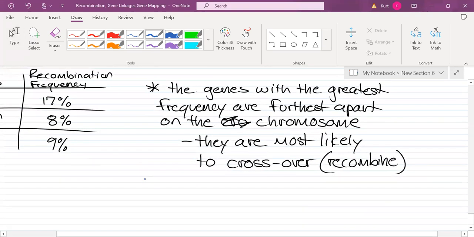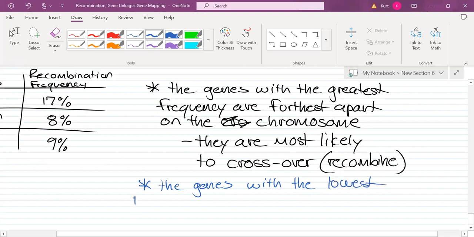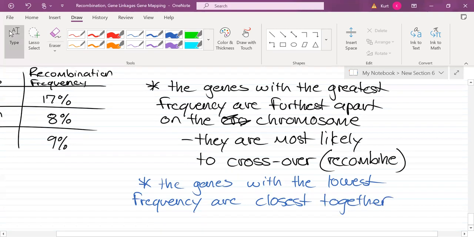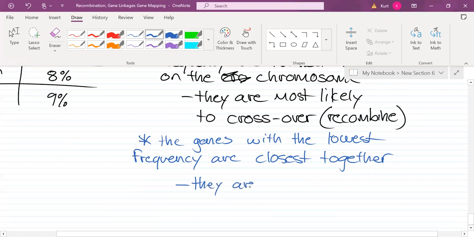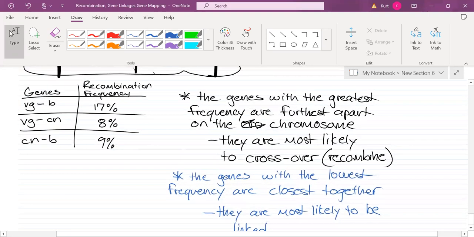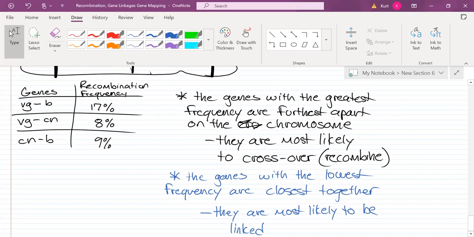Now, the other fact. The genes with the shortest distance, or the lowest frequency, are closest together. They are most likely to be linked. What that means is it's not impossible that they could be crossed over, but it is more likely that they're going to be linked and passed on together. There's only an 8% chance that VG and CN are going to be recombined, which means there's a 92% chance that they're going to stay together.